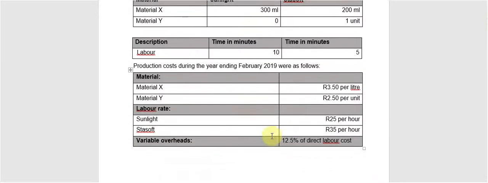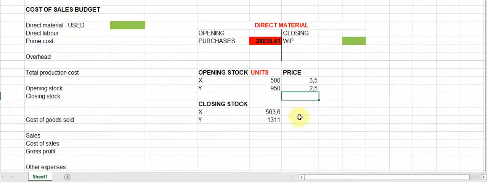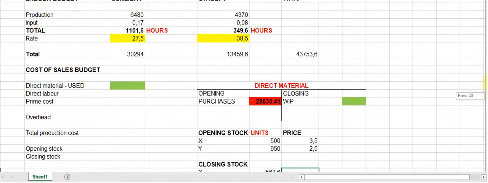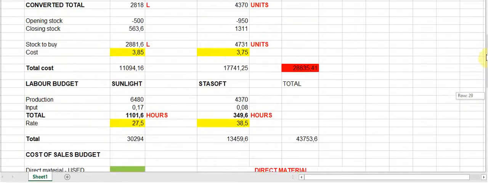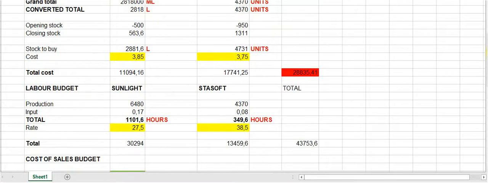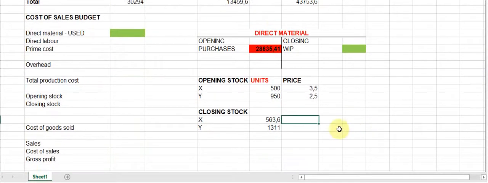Then what was the value at the end of the year? So remember, the prices of material X and Y changed during the year. So the closing stock prices we have calculated here in our material purchases budget. It was 3.85 and 3.75, I believe. So to get to the totals, we are now going to multiply the units by the price.